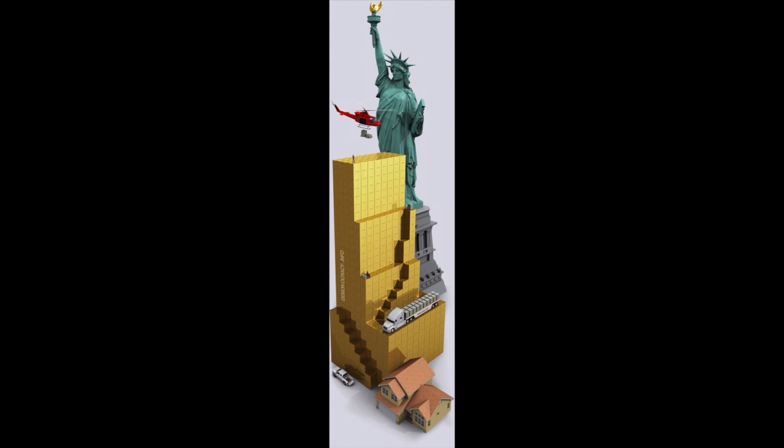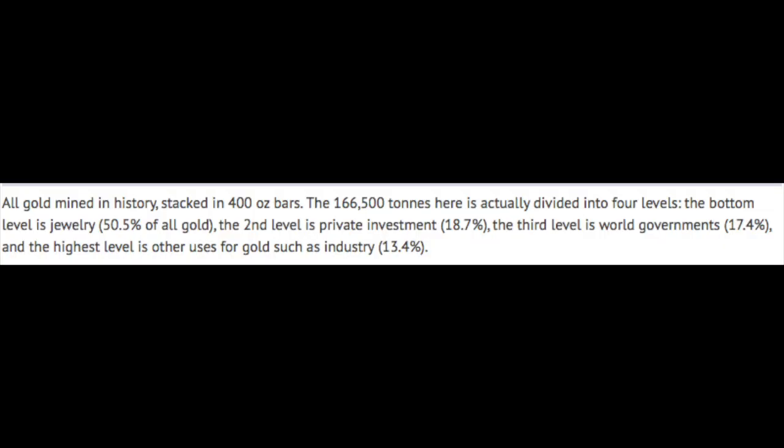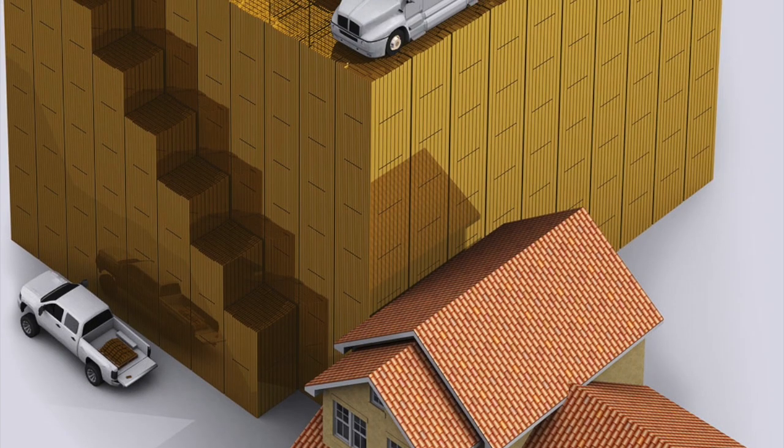Okay, all gold mined in history, that's what we just looked at, stacked in 400-ounce bars. The 166,500 tons is actually divided into 4 levels. The bottom level is jewelry, 50.5% of all gold. The second level is private investment, 18.7%. The third level is the world governments, 17.4%.